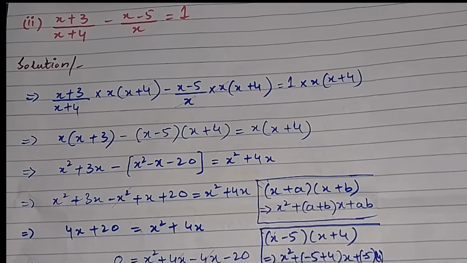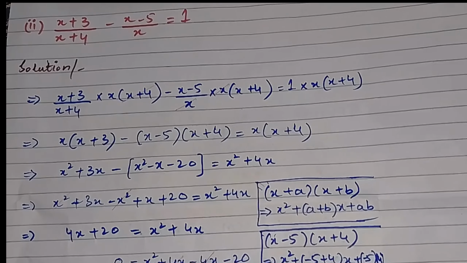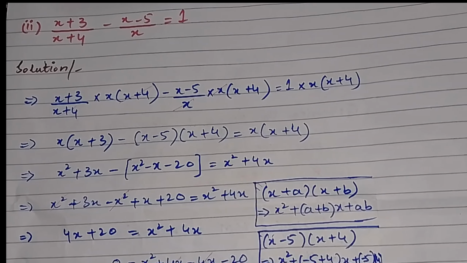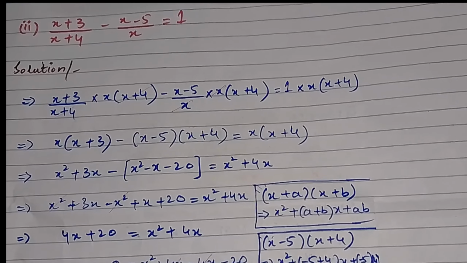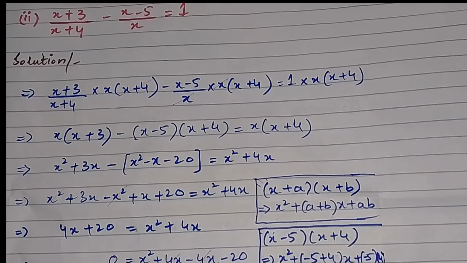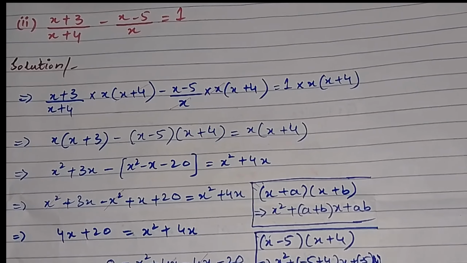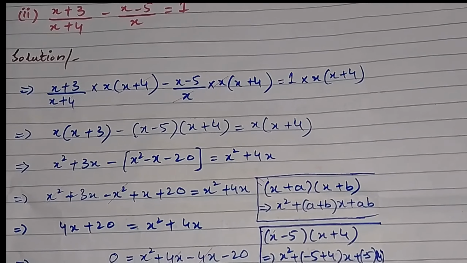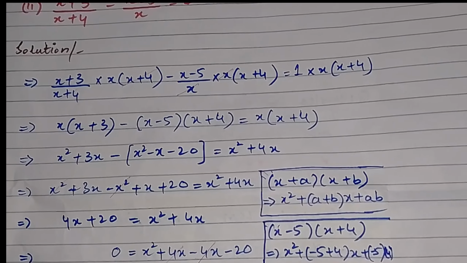In the next step, the remaining terms will be multiplied. X will multiply with x plus 3. Here x minus 5 will multiply with x plus 4. It becomes x squared plus 3x. Then you can easily multiply x minus 5 with x plus 4. Use this formula, that is x squared plus (a plus b)x plus ab.